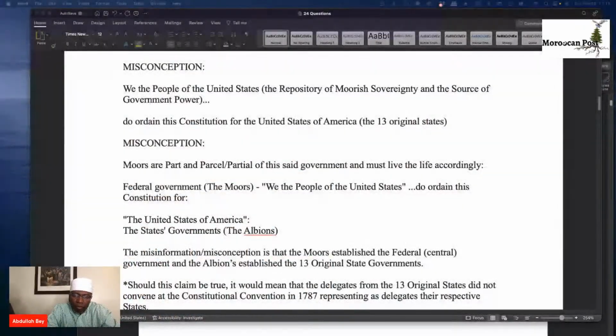All right, I'll get back to it here. Okay, I'll read that one again. Misconception: Moors are part and partial or part and parcel of this said government and must live the life accordingly. So, isn't that saying that we must live the life as United States citizens? Yes, according to United States laws.